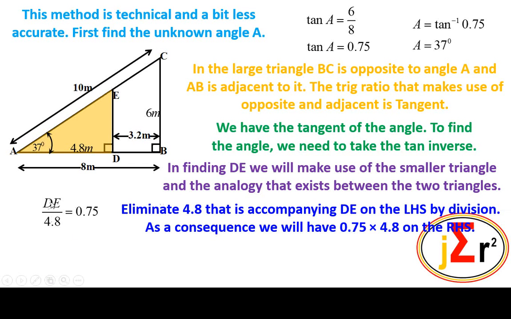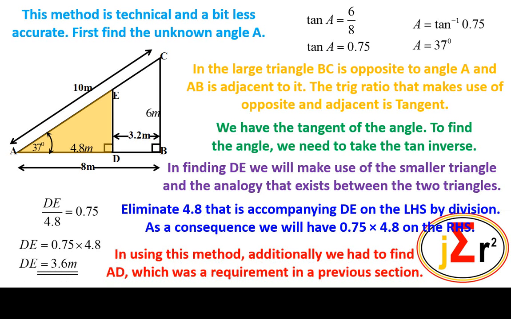This DE that we have here that we need to find is accompanied on that left hand side by 4.8. We will eliminate this 4.8 that DE is being divided by multiplying by 4.8. We will have to balance the equation by multiplying by 4.8 on the right hand side. As a consequence, the 4.8 will be eliminated from the left hand side, and on the right hand side we will have 0.75 multiplied by 4.8, which turns out to be 3.6 meters.